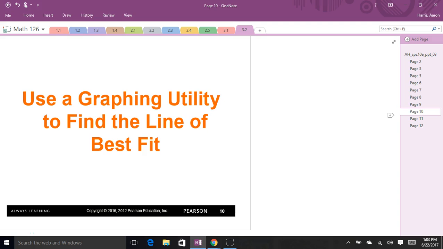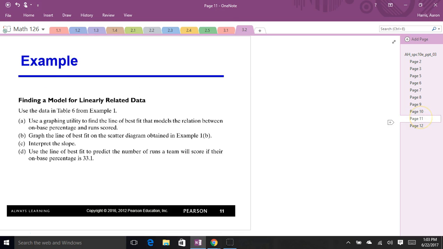But we can do a little better. We can use a graphing utility to actually find the line of best fit. This is called linear regression. It's using a statistical analysis called regression to find the line of best fit, the best one that has the least error in it. So it's the best one that gets closest, or that models those points the best.